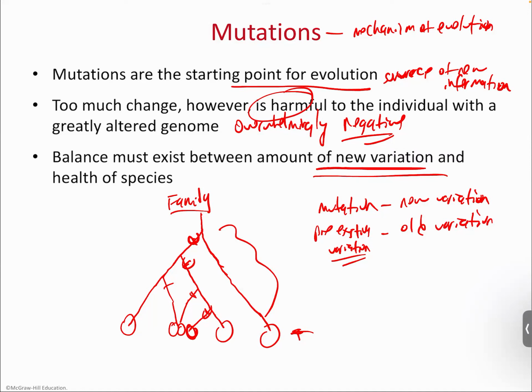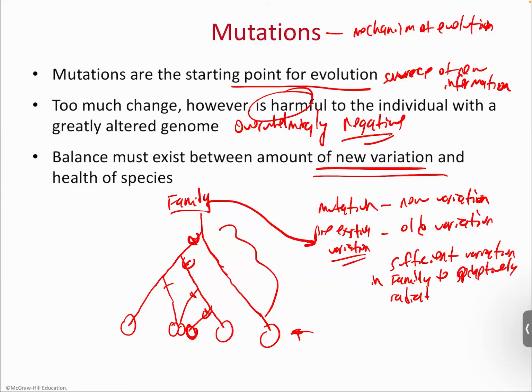But here's the problem. If you already have this whole handful of genetic variation in the family level, because that's where we're starting from, going down, you already have sufficient variation in the family level to adaptively radiate to most current species.